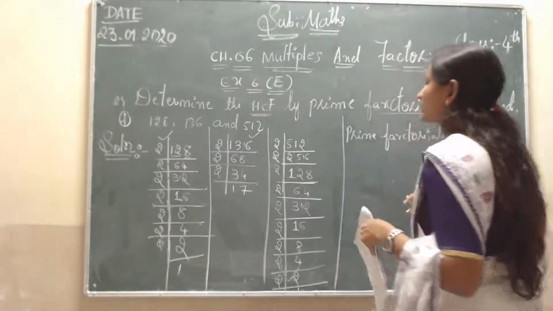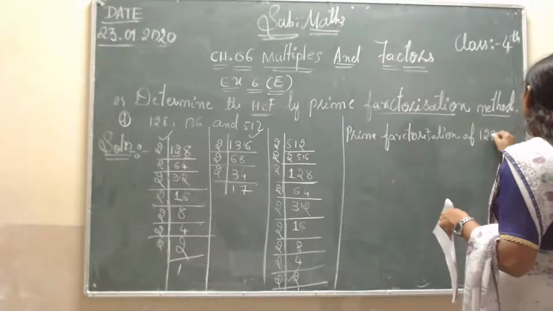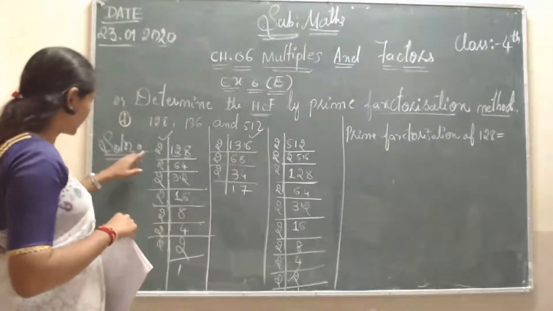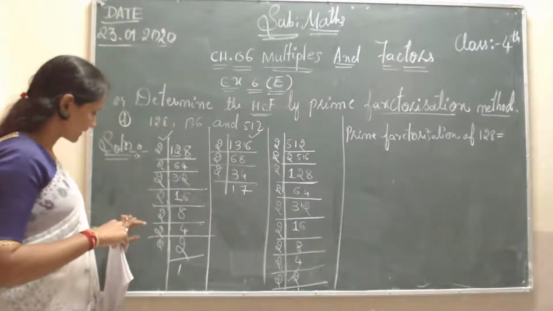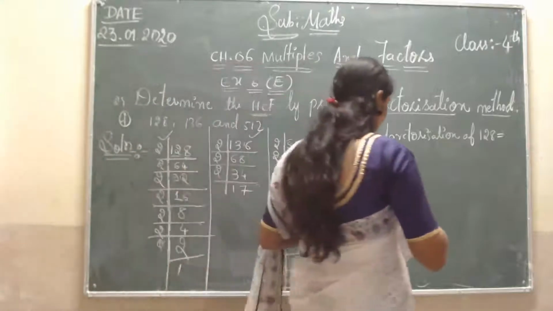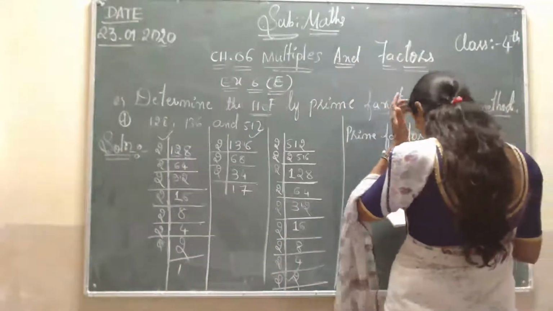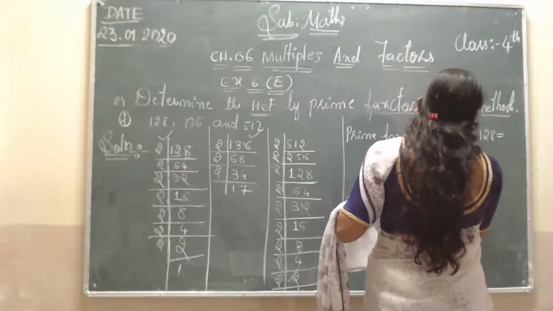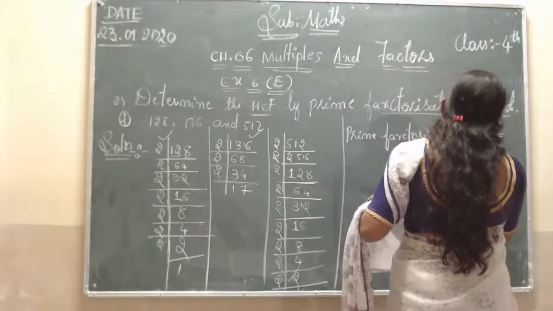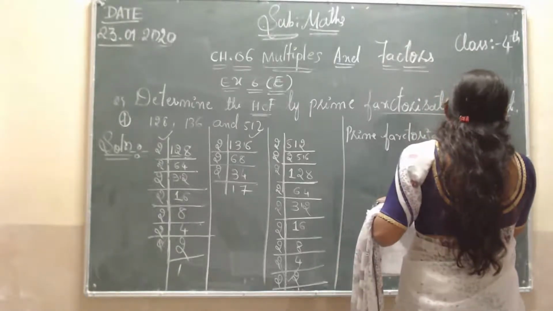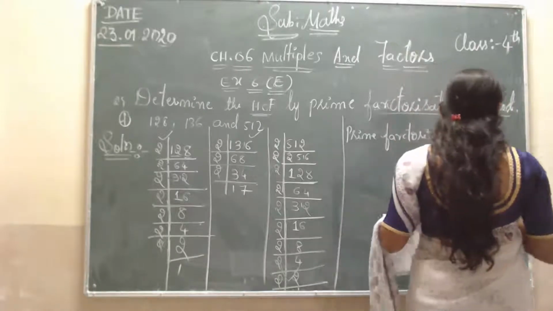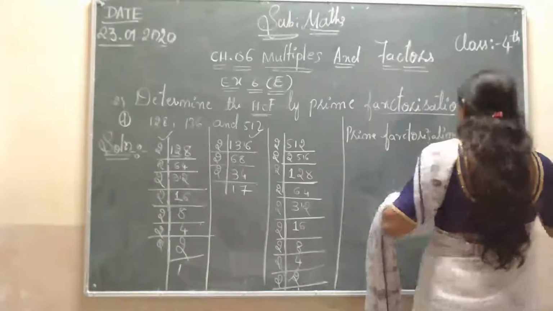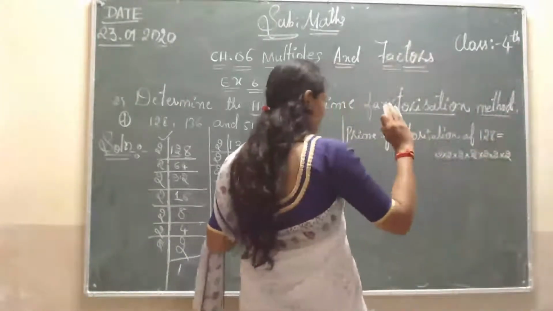Students, the prime factorization of 128. How many times is 2 multiplied? So 1, 2, 3, 4, 5, 6, 7. Yes, students, you have to write 7 here. 2 into 2 is multiplied 7 times. So these 2s are the factors of 128. Next, friends, this is the prime factorization of 128.